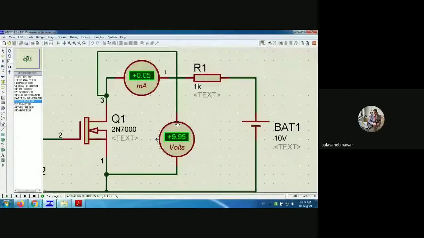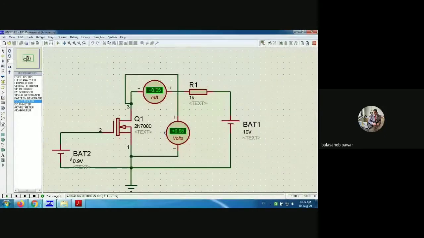So see what is happening. With this input voltage up to 0.8, the output current remains 0 milliampere. That means the transistor does not get turned on. But at 0.9, whenever the input voltage VGS is equal to 0.9 volt, what happens? This transistor gets slightly turned on, and that's why the current flowing through this transistor is very small, that is 0.05 milliampere.